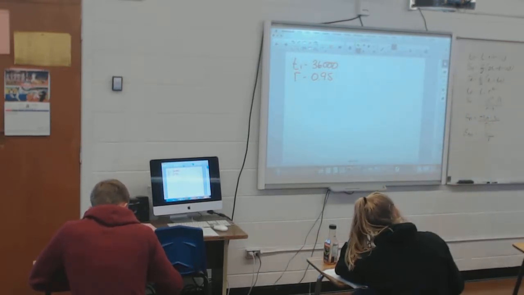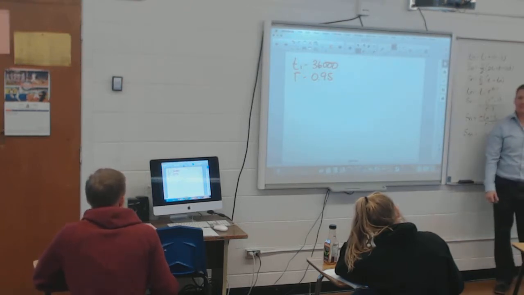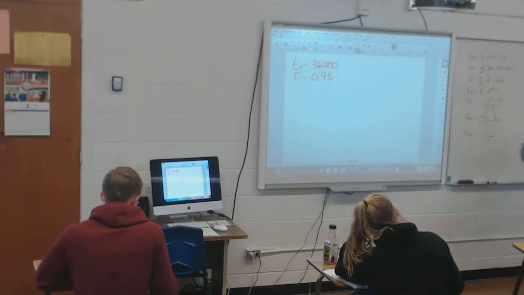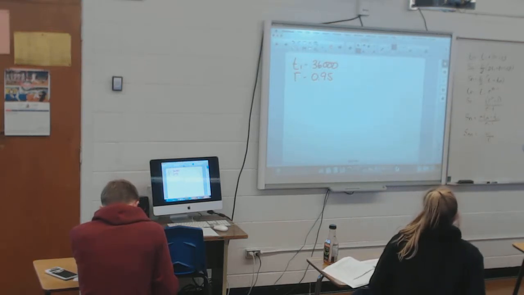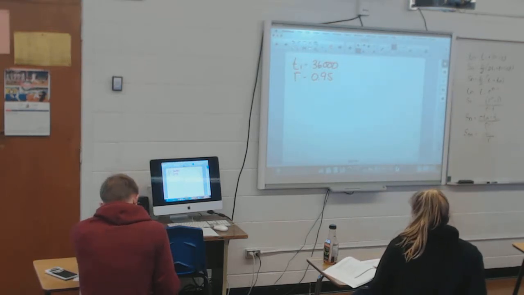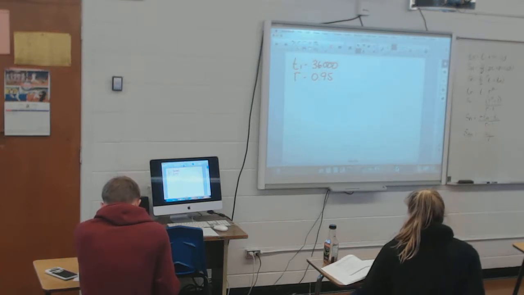Convergent. How come? Because it's less than 1. Because it's between 0 and 1. So it's convergent. It means that there's going to be a value that the sum is going to come closer to, but not actually get there. Okay, write the series of terms that represents this.